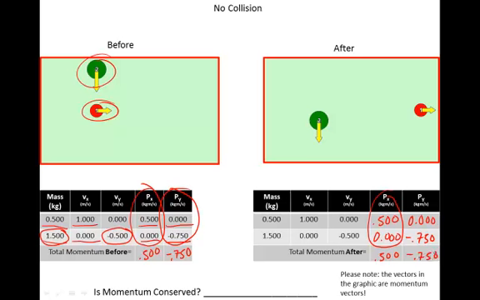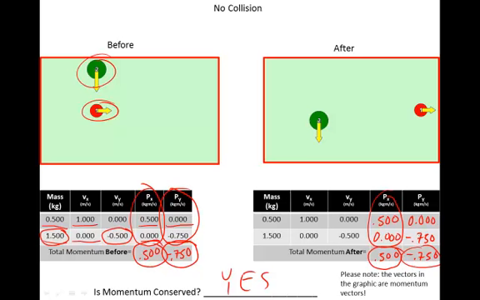So if we ask ourselves, is the momentum conserved, we would definitely say yes, because the horizontal momentum before is equal to the horizontal momentum at the end, along with the vertical momentum at the beginning and the vertical momentum at the end.